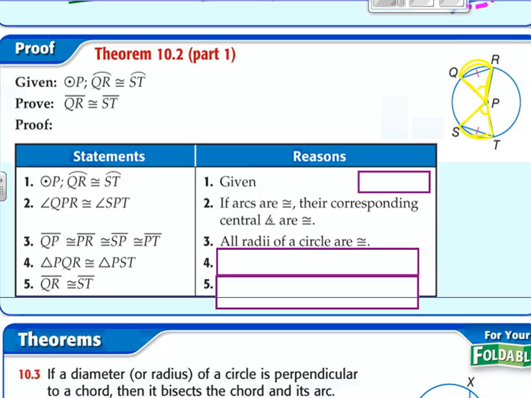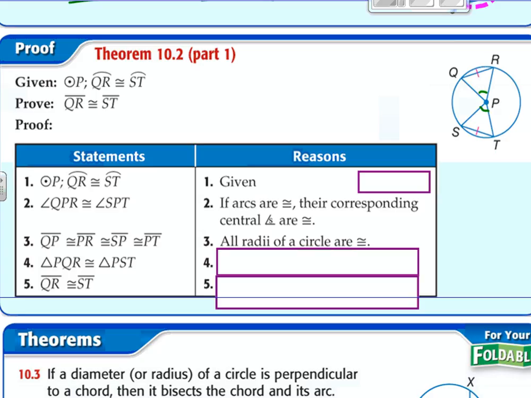And that's in one of the previous sections that we did, 10.1 or 10.2, as you're looking through notes. It says, if arcs are congruent, their corresponding central angles are congruent. I will ask that you take a minute and just mark those two angles as congruent on the picture.